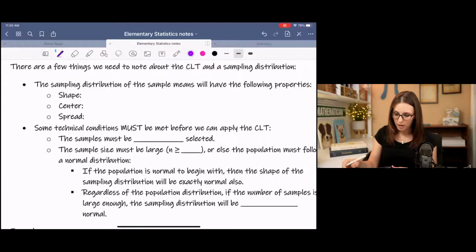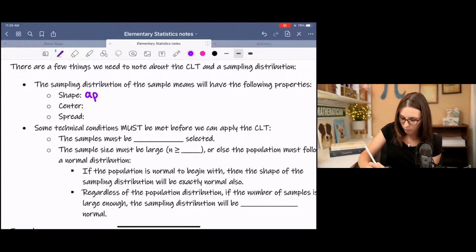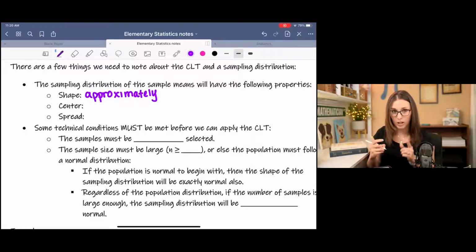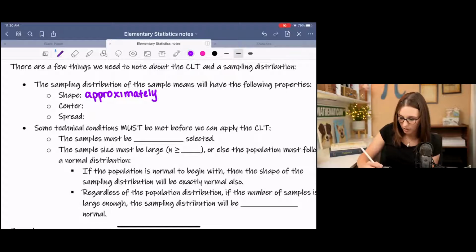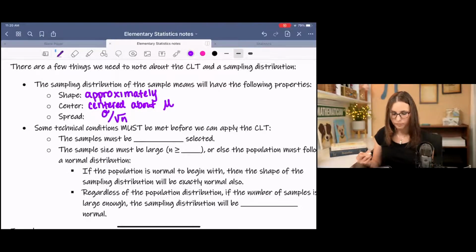The shape of the sampling distribution will be approximately normal. I'm sorry, I said this wrong. I said these were the qualifications. The qualifications is the next bullet. This is describing the central limit theorem. That's my bad. The center will be centered about mu, the population mean, and the standard deviation will be sigma over square root n. And then here's the qualifications. I'm very sorry about that.